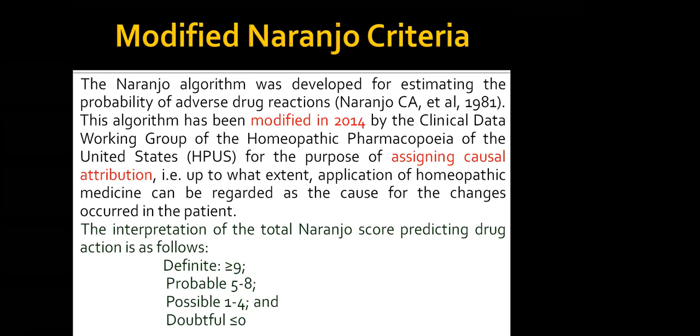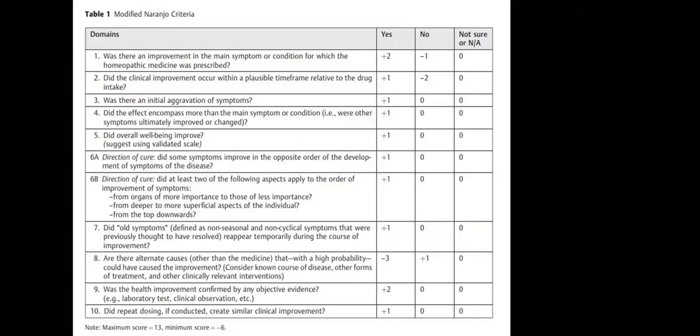So these are the questions in the modified Naranjo criteria. First is, was there an improvement in the main condition for which the medicine was prescribed? If he says yes, we score +2. If no, then -1. Did the clinical improvement occur within the plausible time frame? Third is, was there an initial aggravation of symptoms? Now, the initial aggravation is the homeopathic aggravation, not the disease or medicinal aggravation. Number four is, did the effect encompass more than the main symptom or conditions? Means the other symptoms were improved or not.